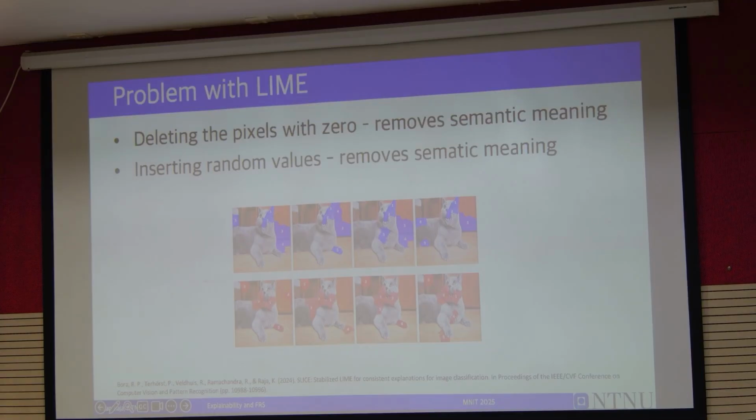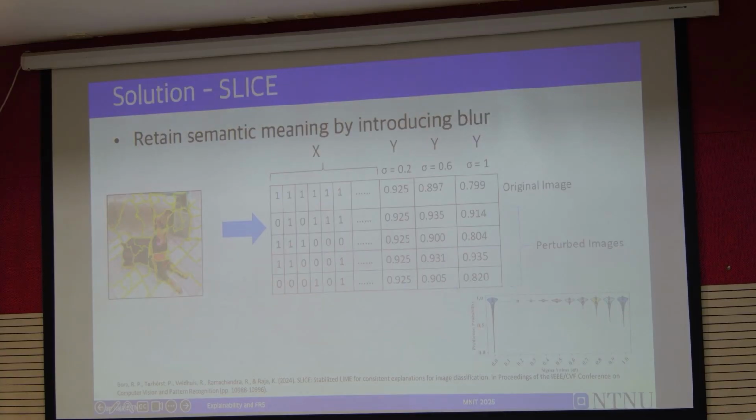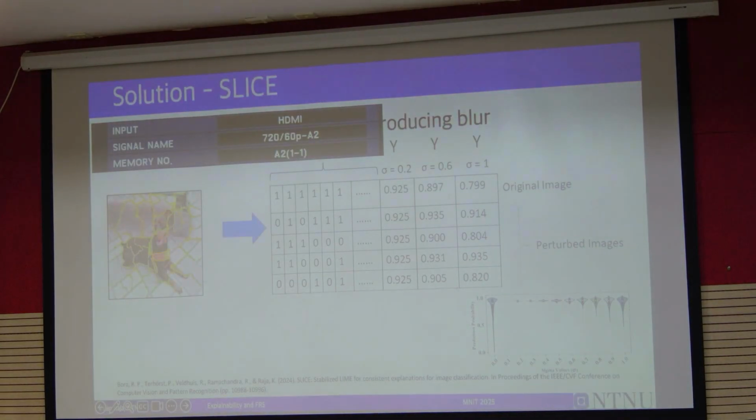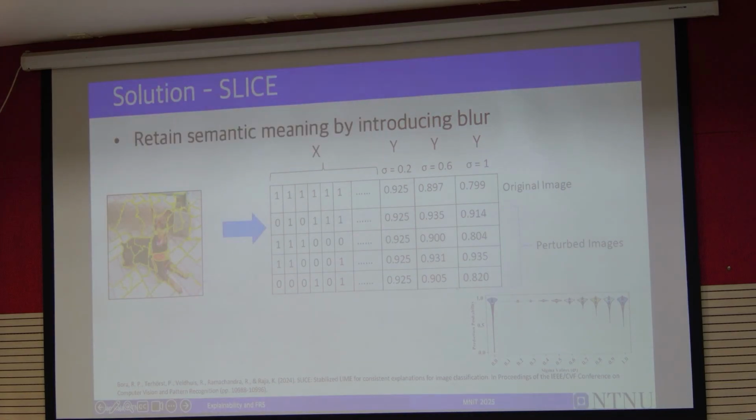Okay, so now how do I make sure that I retain the semantic meaning? That's the first problem that I need to solve, right? So let's try to take a look at this one. Instead of randomly inserting some pixels, what if I do blurring? I could do that, right? I could simply blur one small area, which means that the semantic area still remains the same.